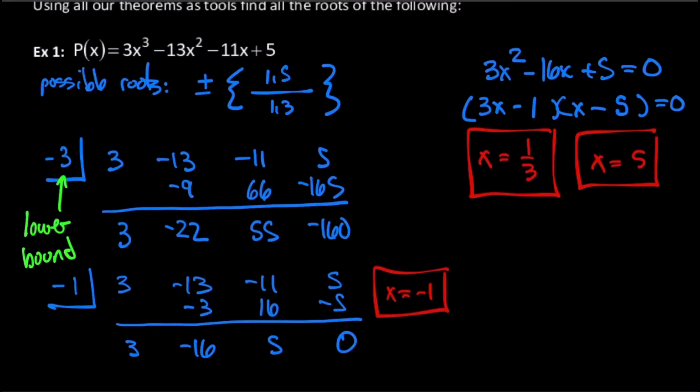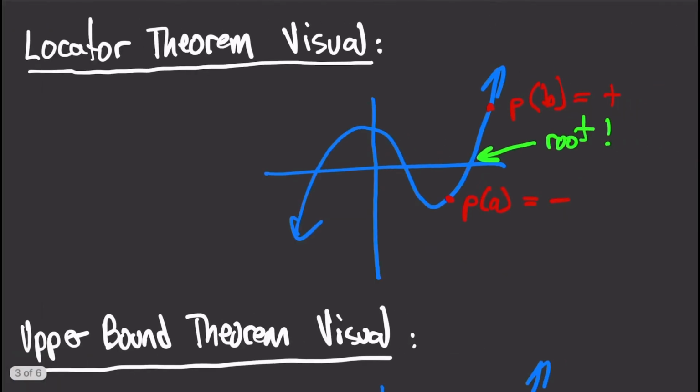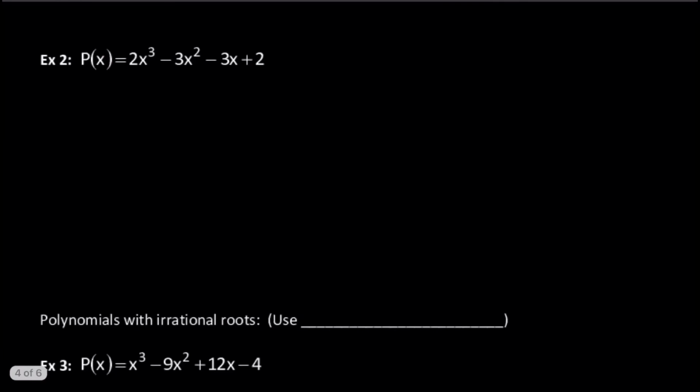Okay, let's try a few more. Example 2. Same thing. Let's first try adding the coefficients. 2 minus 3 is negative 1. Minus 3 is negative 4. Plus 2. 1 is not going to work. Let's list our possible roots.